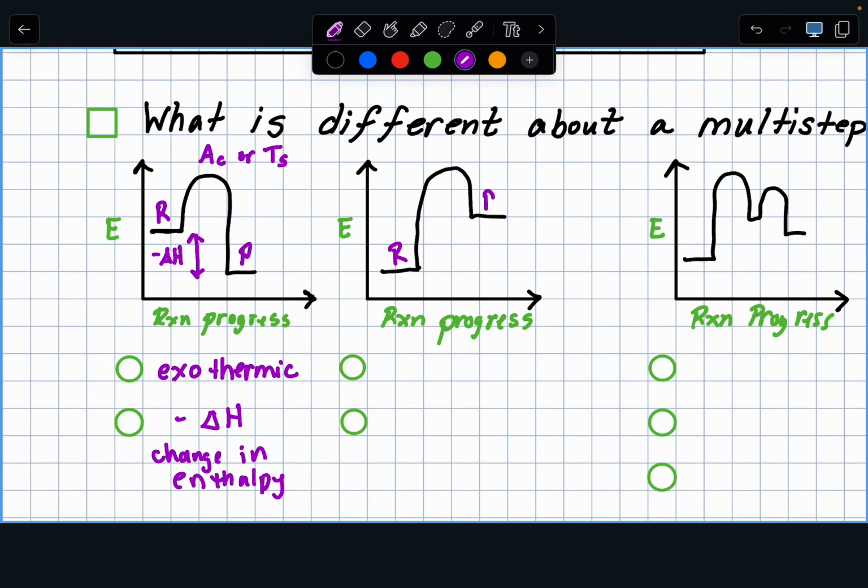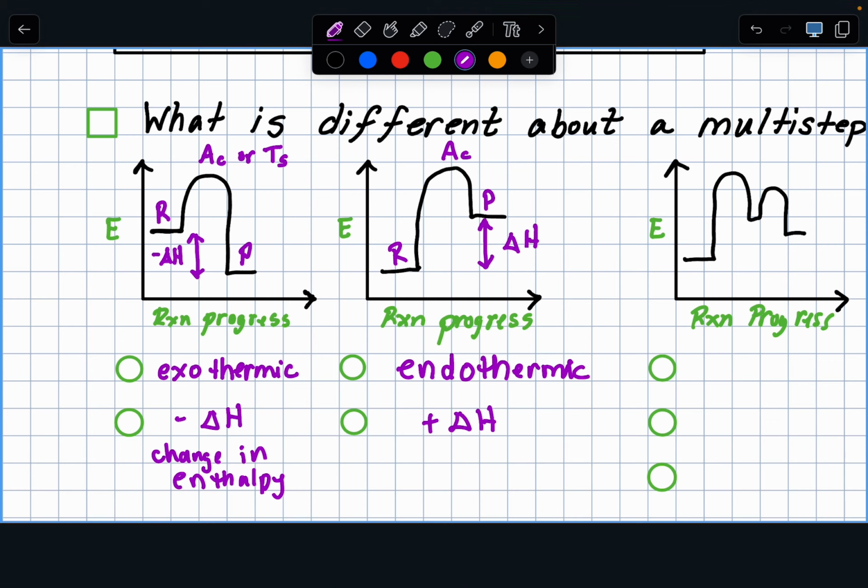Same here: reactants, products, and there's a transition state or activated complex. Depending on what book you have, they'll use different terms. From here to here, you have your change in enthalpy. This is going to be your endothermic reaction with a positive delta H, or change in enthalpy. So energy has to go in for that reaction to occur.